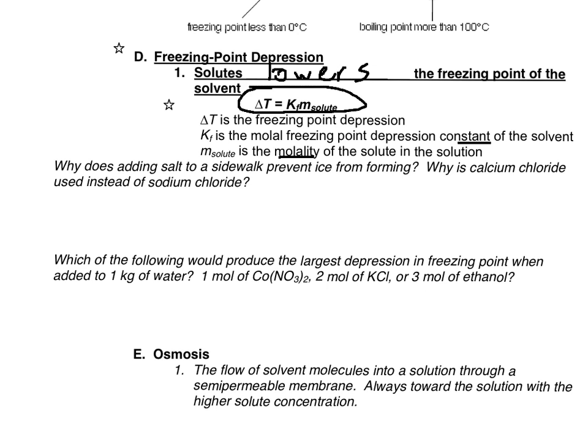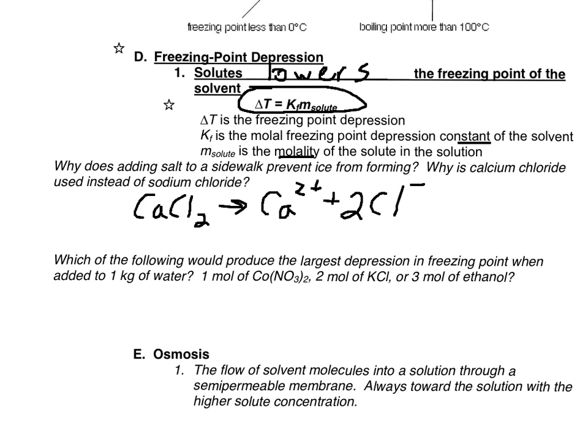Why is it useful to use calcium chloride instead of sodium chloride? We've talked about this a little bit. Calcium chloride breaks apart into 3 moles of particles for every mole of calcium chloride that you use. So if I use a mole of NaCl and a mole of CaCl2, I'm going to get more freezing point depression from the CaCl2 because it forms more moles of particles.